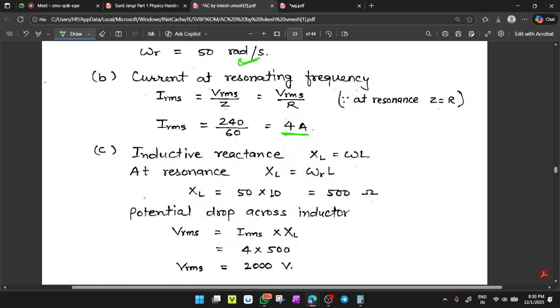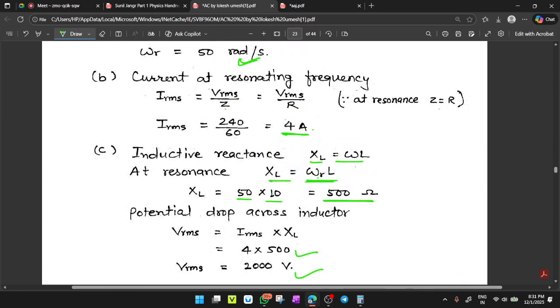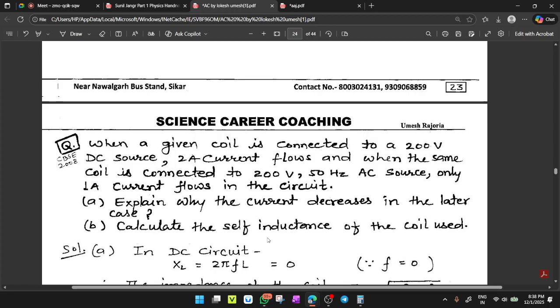Now the potential drop across the inductor and capacitor. So XL equals omega L at series resonance, XL equals omega R L. Omega R equals 50 into L equals 10, so XL equals 500 ohm. Now the potential drop VRMS equals IRMS into XL, so it will become 2000 volt. Fine.